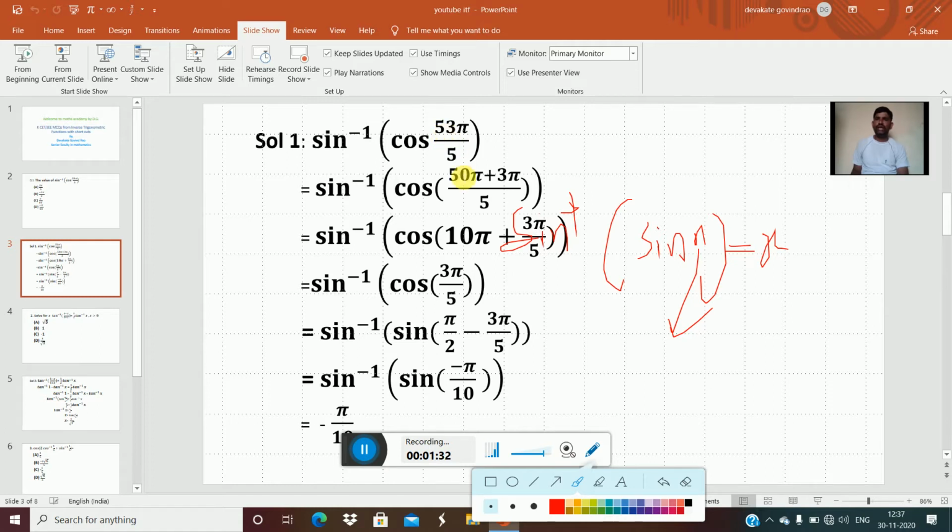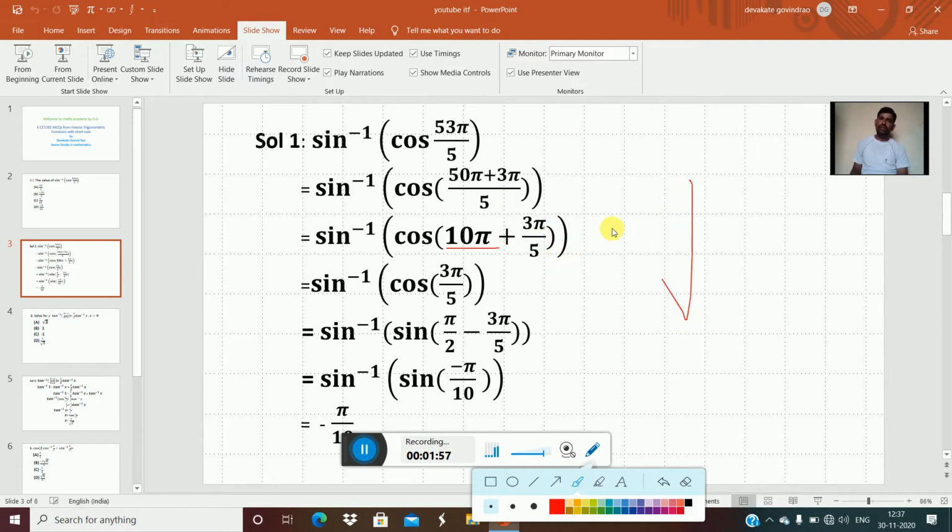Now we can write 53 as 50 plus 3. Yes, we are writing 53 as 50 plus 3. So by taking them separately, 50 pi by 5 plus 3 pi by 5. Finally 50 by 5 gets cancelled, so we will get 10 pi, and this is the 3 pi by 5.